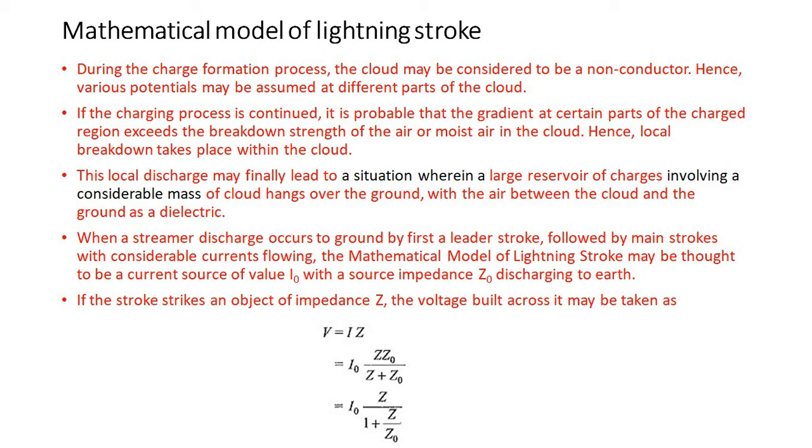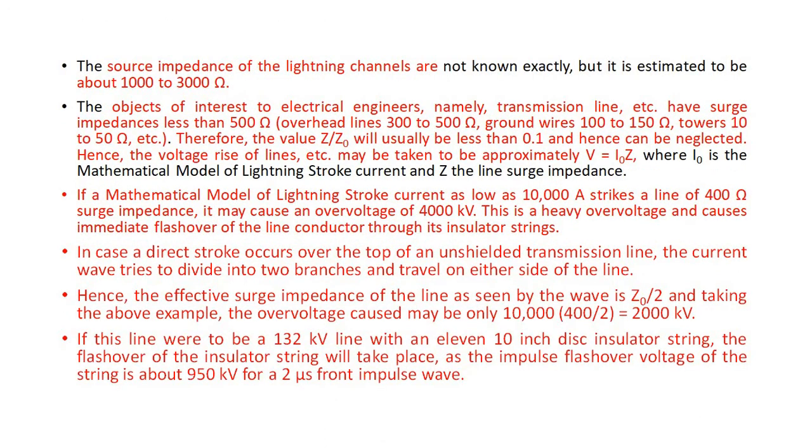If the stroke strikes an object of impedance Z, the voltage built across it may be taken as V equal to I into Z. That means I0 into Z into Z0 divided by Z plus Z0. That is equal to I0 into Z divided by 1 plus Z divided by Z0. The source impedance of lightning channels is not known exactly, but it is estimated to be about 1000 to 3000 ohms.